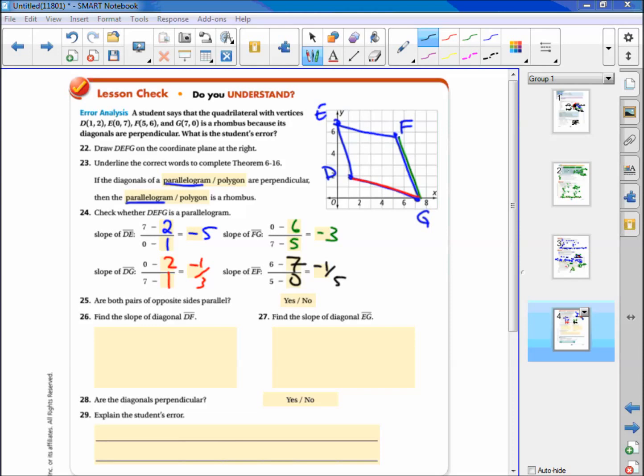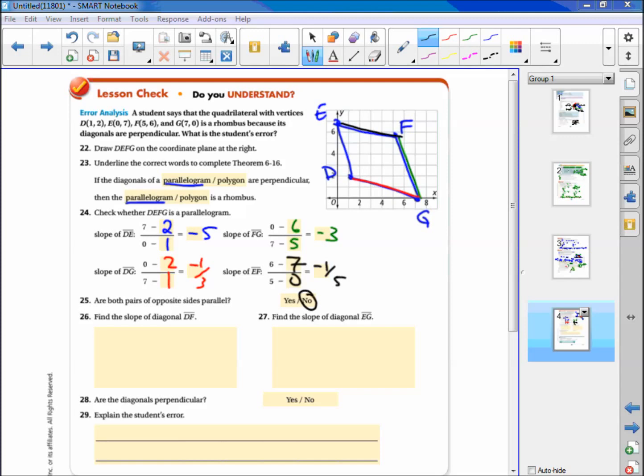All right, so are both pairs of opposite sides parallel? I'm going to have to say no on that. So let me put my black one on here. The black one was EF. So the red one and the black one are supposed to be parallel. They're not. They're -1/3 and -1/5, so the slopes are different. And the blue one and the green one are supposed to be parallel, and they're not. They have different slopes also. So are both pairs of opposite sides parallel? So this is no. So our shape is not even a parallelogram.